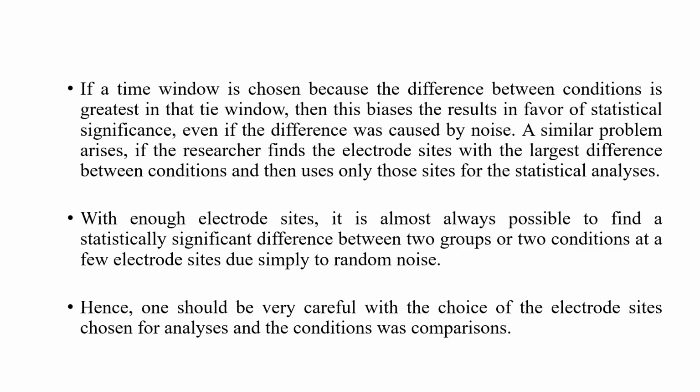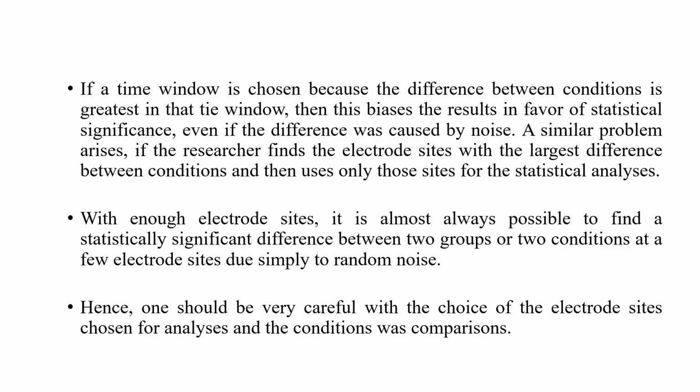So, if you have your theory beforehand, if you have everything in place, then the probability of these errors is much reduced. Now, if a time window is chosen because the difference between conditions is greatest in that window, this would bias the result in favor of statistical significance, because you are already seeing that, even if the difference may just have been caused by noise. A similar problem would arise if the researcher finds the electrode sites with the largest difference between conditions and then uses those sites for statistical analysis.